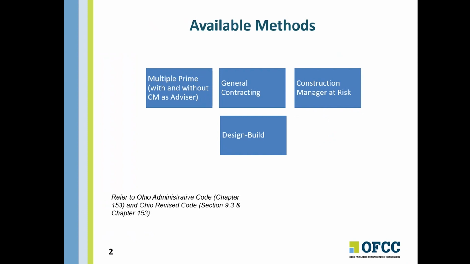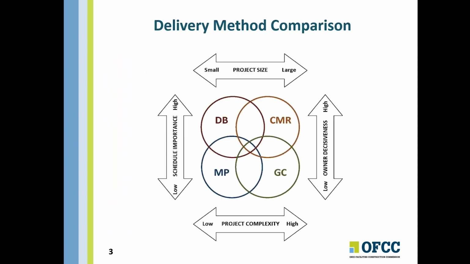Design build is one of 4 available project delivery methods to public authorities in Ohio. The others are multiple prime, general contracting, and construction manager at risk. There are some similarities between these project delivery methods, as well as some key differentiators. Due to those differences, a particular delivery method may provide a better fit for the characteristics of a specific project.